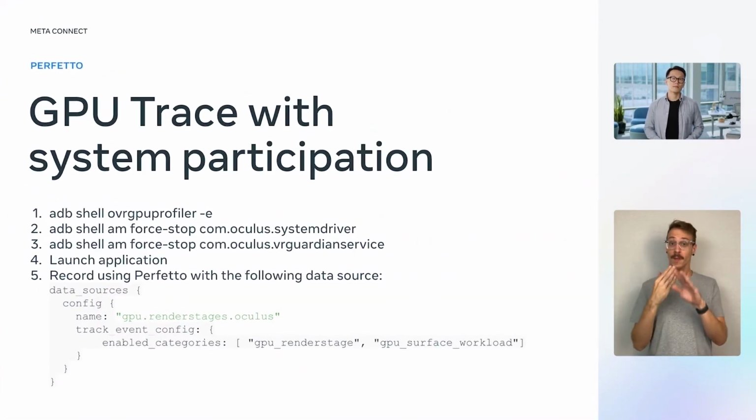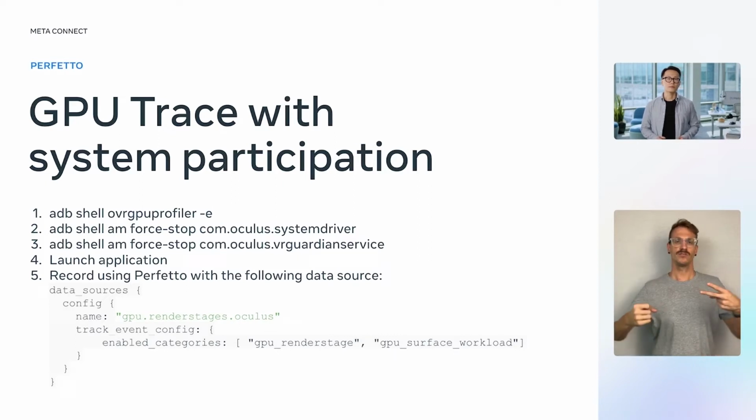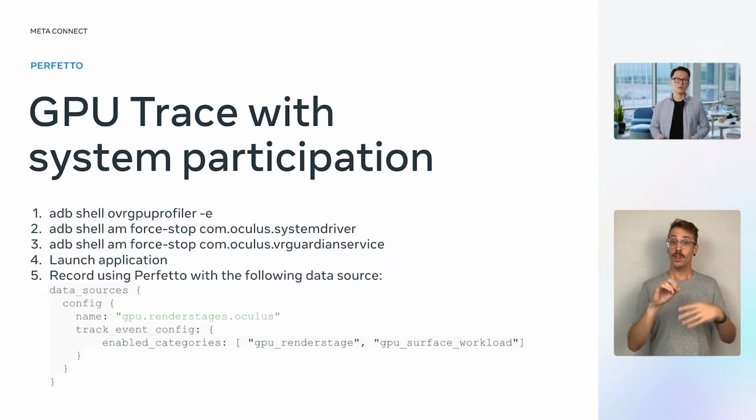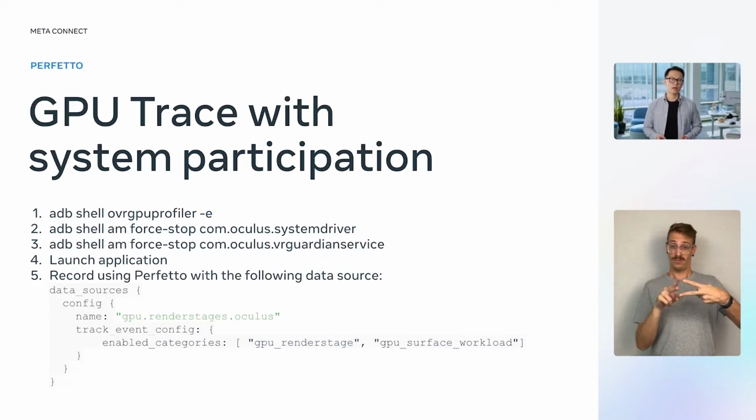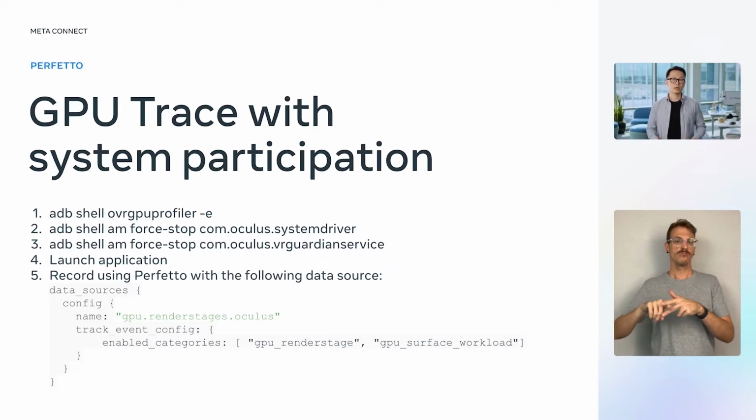Before launching your app, enter the following ADB commands in a shell. ADB shell OVR GPU Profiler -E will put the device in detailed profiling mode. Then, we will use 2 ADB force-stop commands to stop 2 system services. When a system service is stopped, it'll restart on its own.